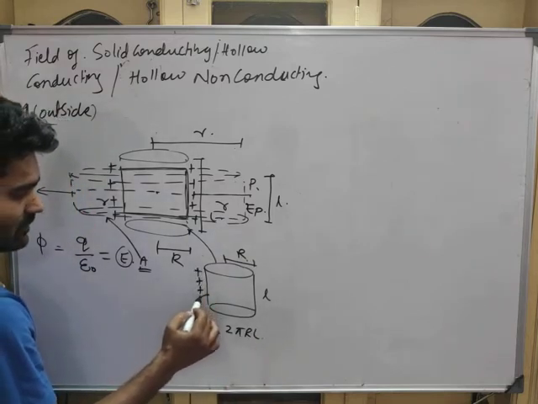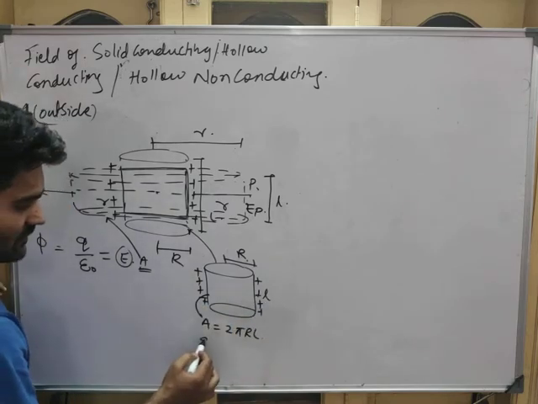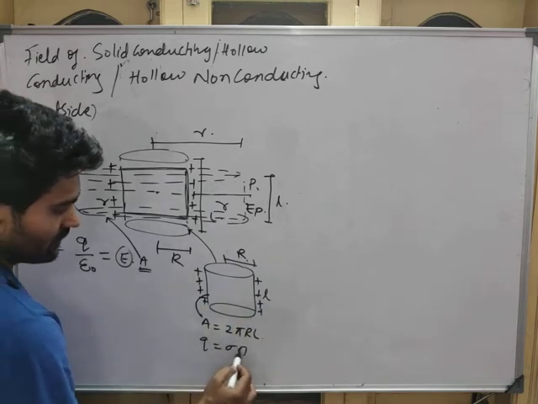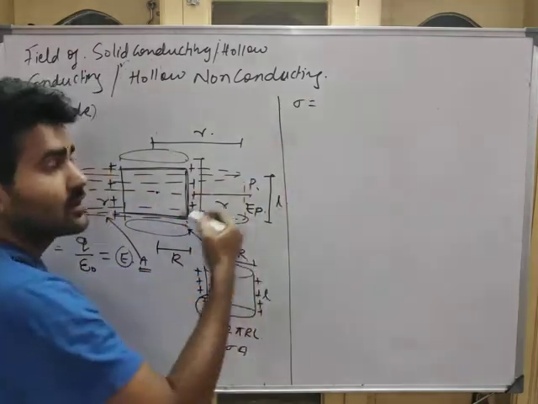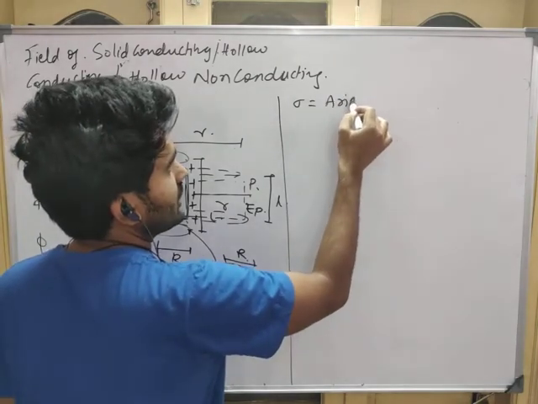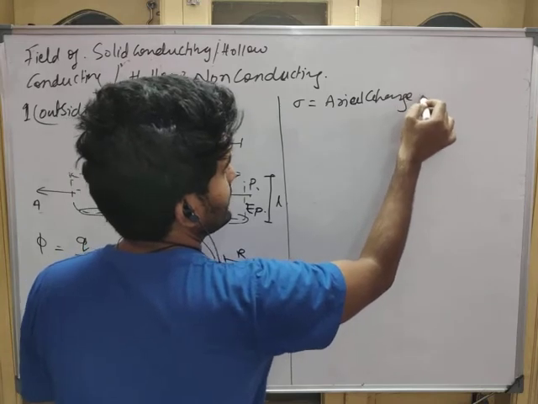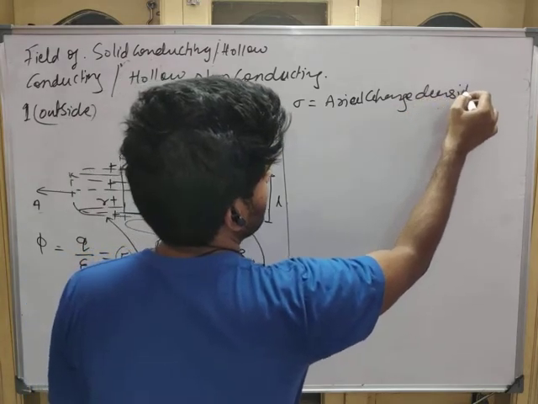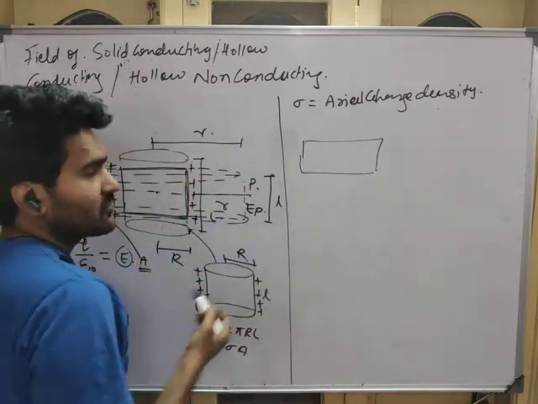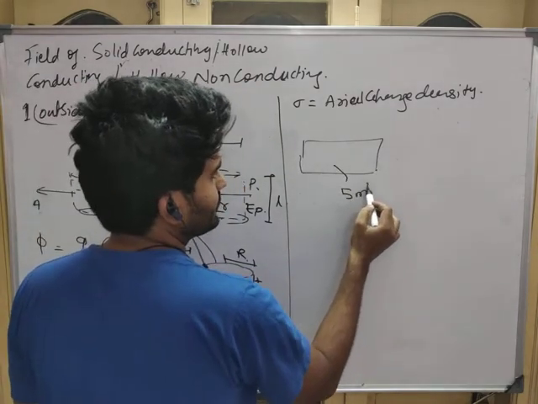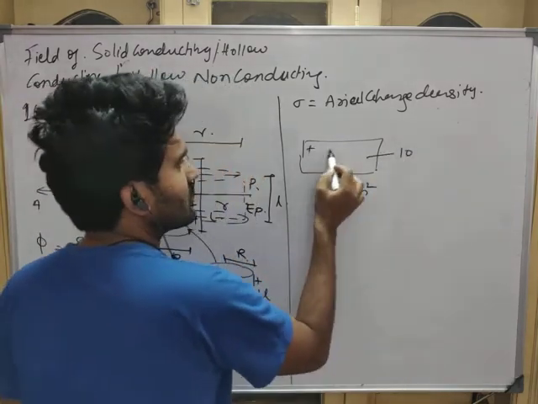If the charge is on the surface, we can say the charge will be sigma into A. What is sigma? Sigma is the areal charge density. What is areal charge density? Suppose we have some area like this. Let us suppose we have a 5 meter square area, and the charge of this total sheet is how much?